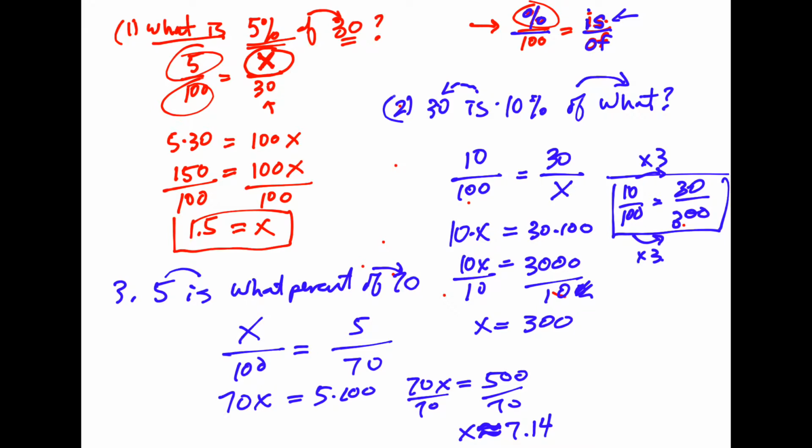It's not given to you in decimal form. The way that this is set up, it's actually given to you in percent. So we would say 5 is 7.14% of 70, which should make sense because if you think about it, 10% of 70 would be 7. 5 is less than 7, and so it's a lesser percent than 10.